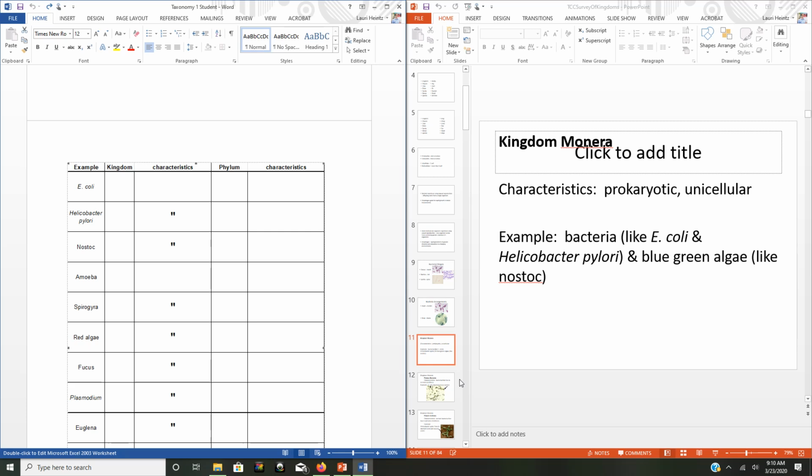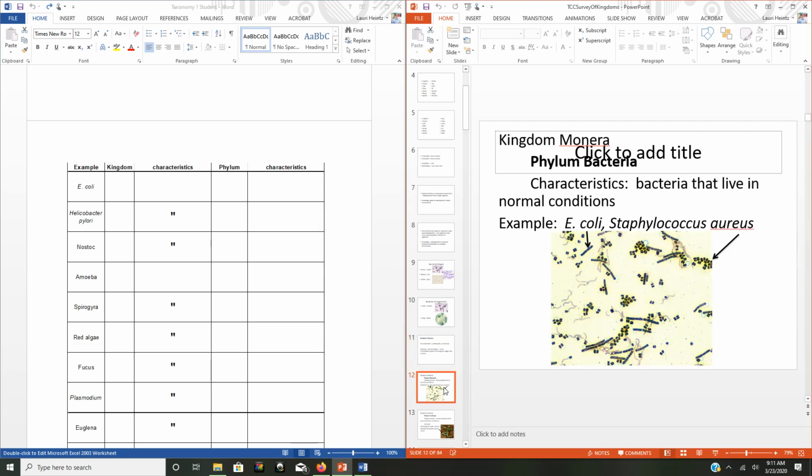I will mention Kingdom Monera is an old kingdom that does not exist anymore. Again, this is using Whittaker's old system. Everything that's in this group is, well, there's arguments about Helicobacter, but these things are going to be in the new domain Bacteria, and Kingdom Monera just doesn't exist. Okay, moving down to the next slide.